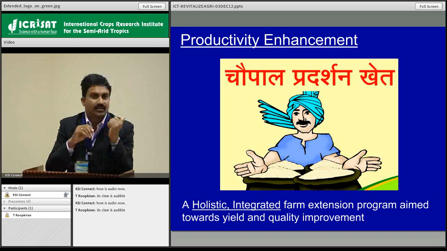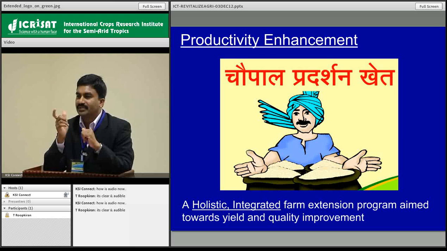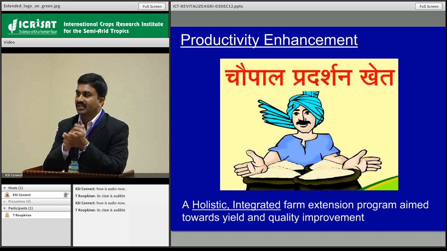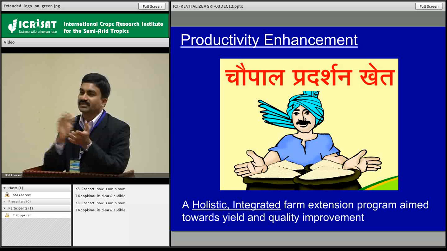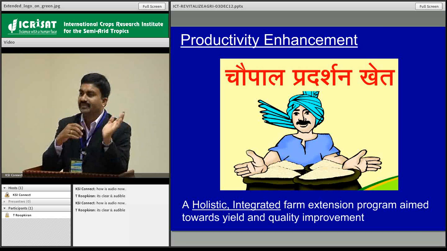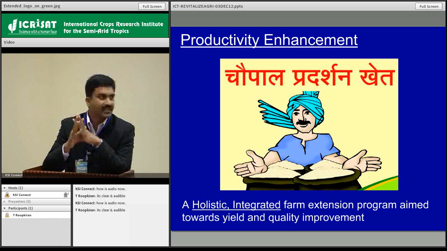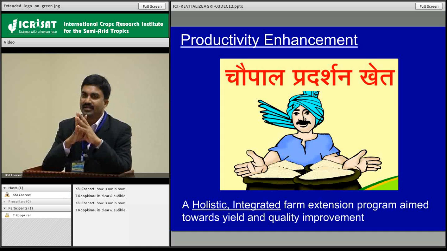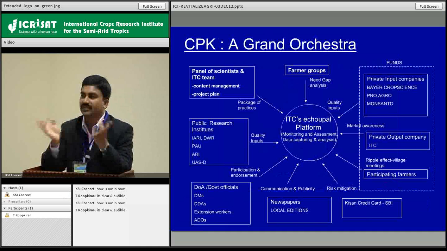So this is our flagship program, what we call Chaupal Pradarshan Khet, which is very similar to the field level demonstration programs done by all the national institutes. It's designed very similar to that, but there are certain principles we have kept in mind to make it more of a platform partnership based approach rather than only ITC doing it.